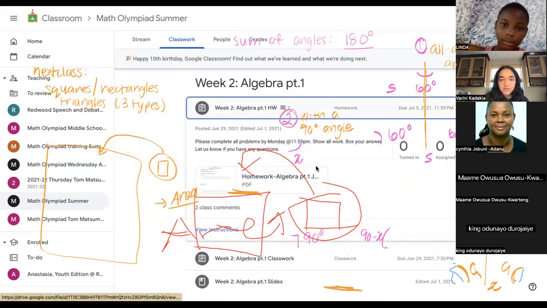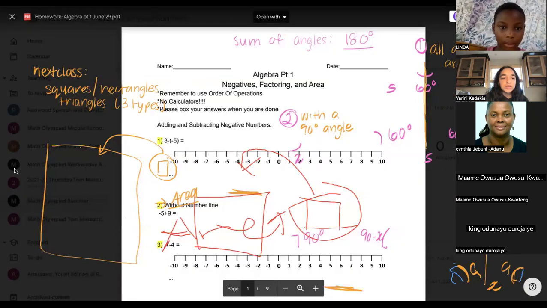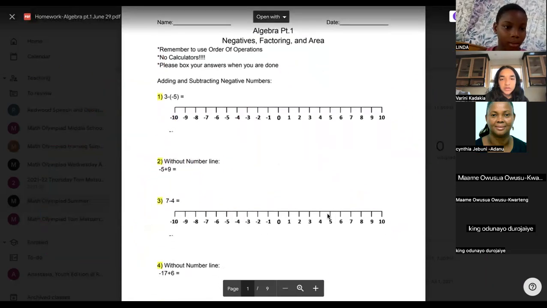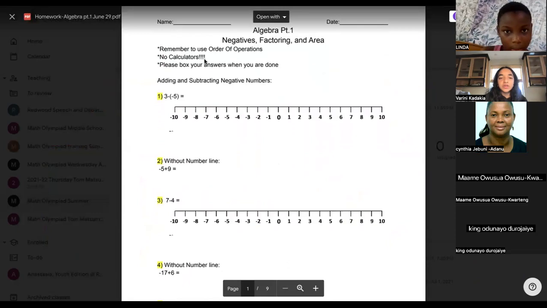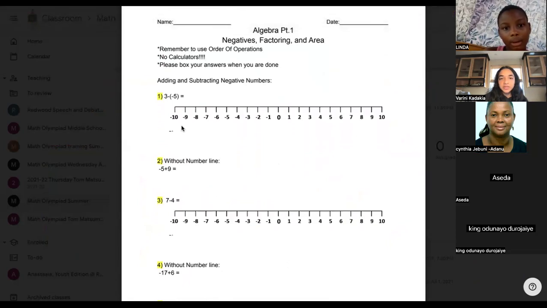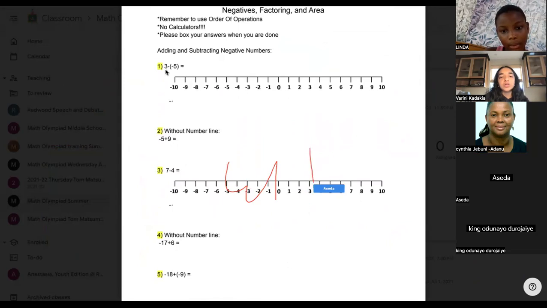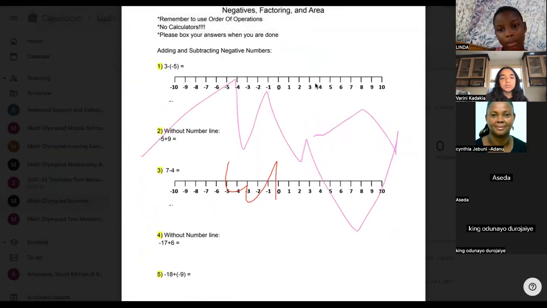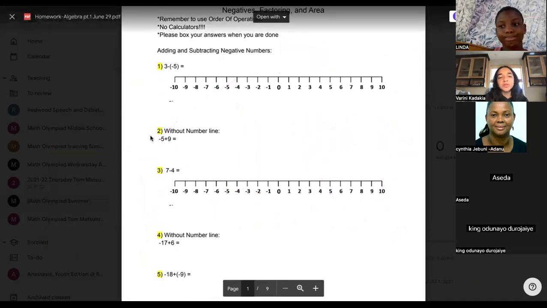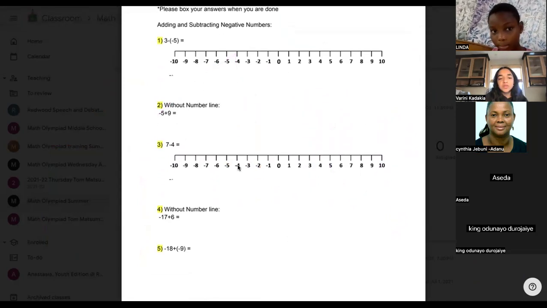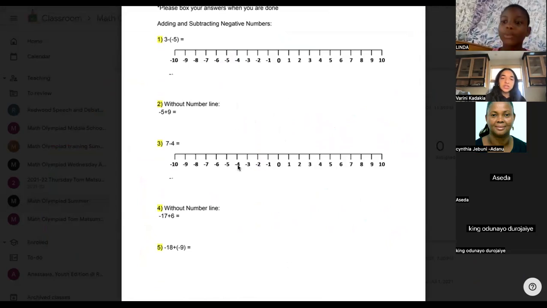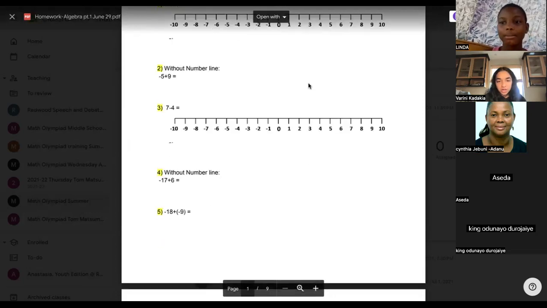Let's see. Oh, let me clear the screen. Okay, so this is kind of what your homework will look like. Please do not use a calculator. So you will be given a problem, and there will be a number line given. So you could choose whether you want to use the number line or not. And then for some of the problems, there will not be a number line. So try to do those without using a number line. But if you really need one, feel free to use the one above.